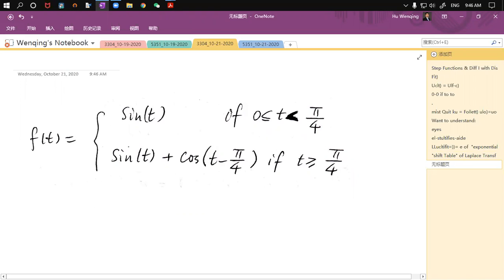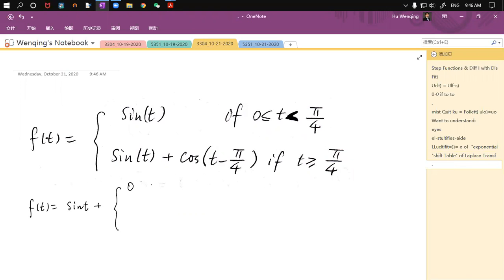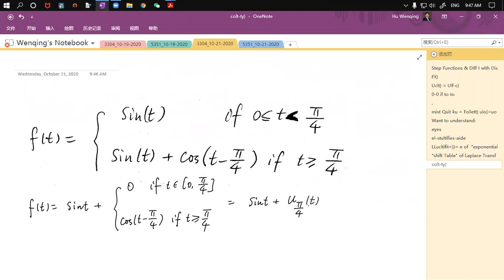You can see that it is nothing but saying that f of t is equal to sine t plus another function: 0 if t is between 0 and pi over 4, and it becomes cosine of t minus pi over 4 if t is greater than or equal to pi over 4. Therefore, this can be written as sine t plus u of pi over 4 of t multiplied by cosine of t minus pi over 4. Do you agree with me?